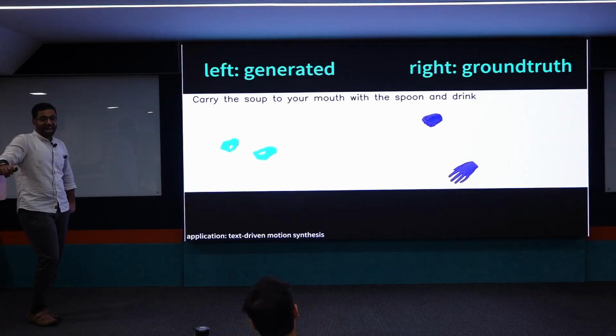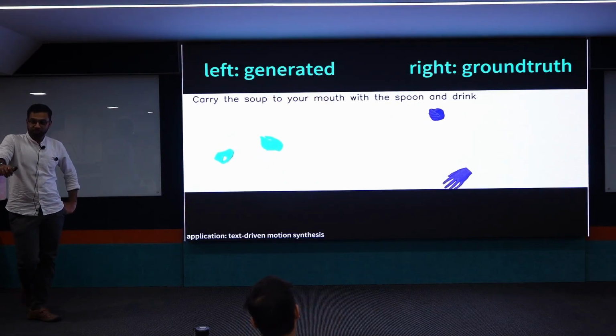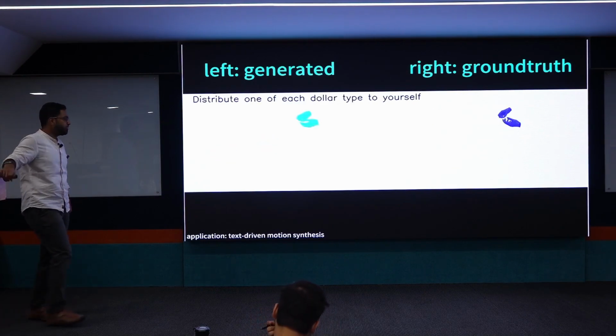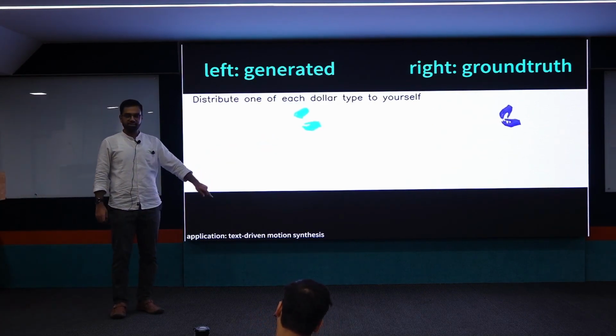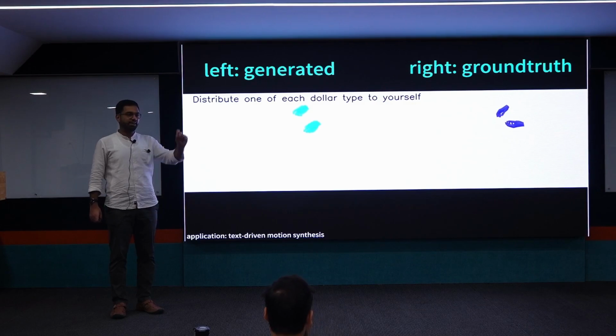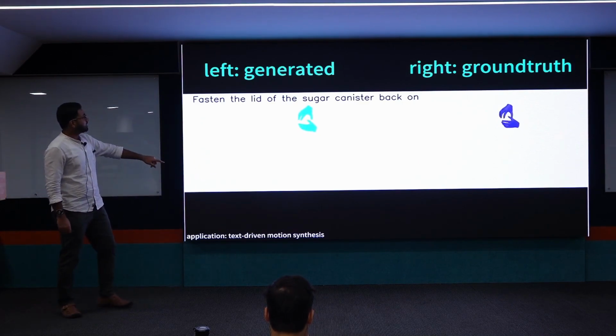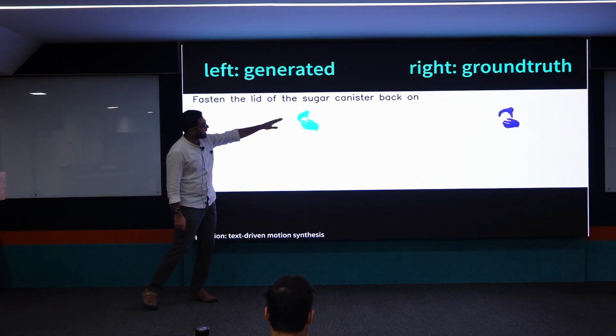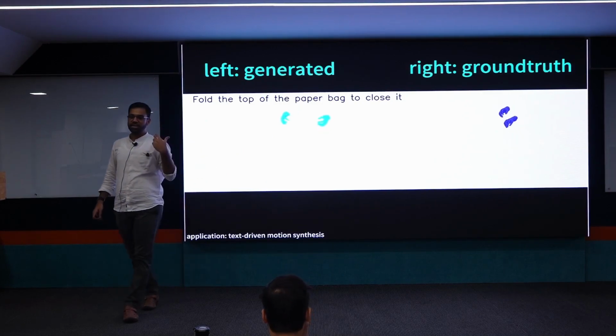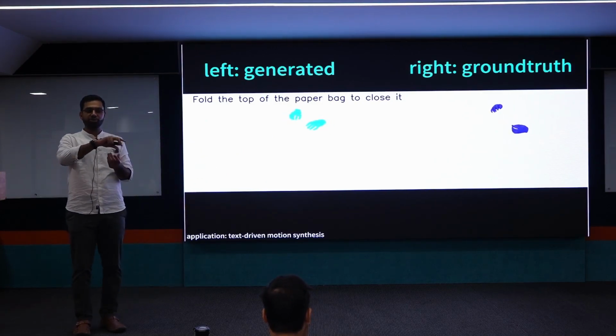Okay, once we have this data set, we can then train generative models from this. So here's an example of text-driven motion synthesis. Similar to HipNerf, where you could provide a text description and you would get a nerf model out of that, here we are providing a text description: fasten the lid of the sugar canister back on. And the model that we built can replicate what that motion looks like.